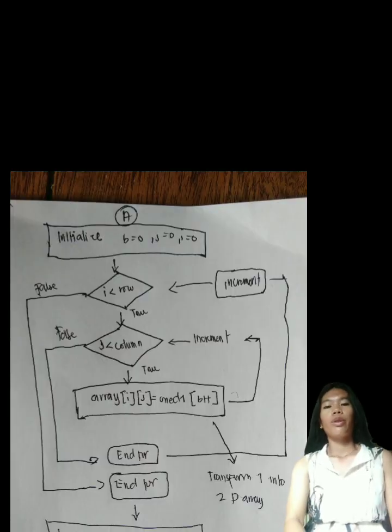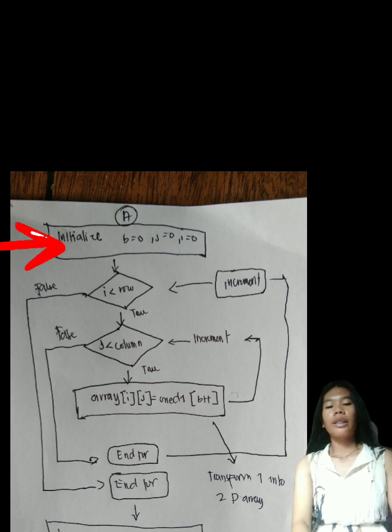To transform your one-dimensional array back to a two-dimensional array, initialize the variables b equals 0, i equals 0, and j equals 0. Then proceed to a condition of i less than row. And if the statement is true, proceed to the next condition, j less than column.